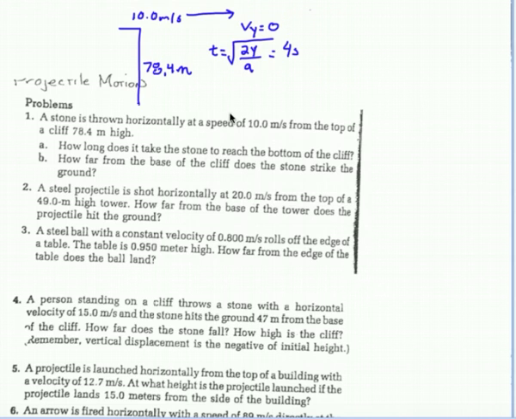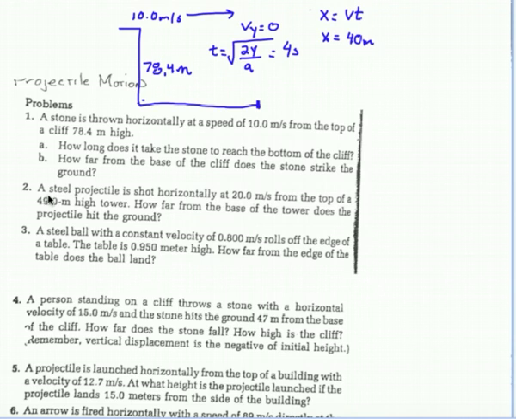And in 4 seconds, how far does it get from the base of the cliff if its initial velocity is 10 meters per second? And because we have constant velocity here, we can use our simple equation where distance equals velocity times time. So we have our velocity and we have our time, so our distance should equal 10 meters per second times 4, 40 meters should be how far the projectile gets from the base of the cliff.